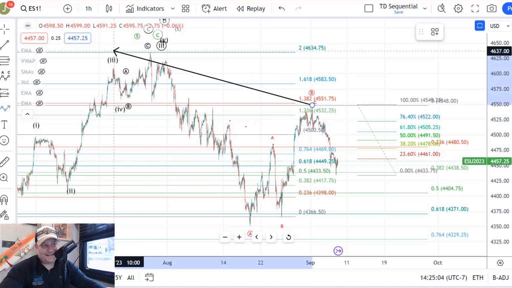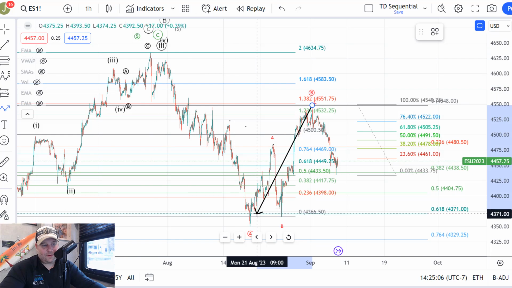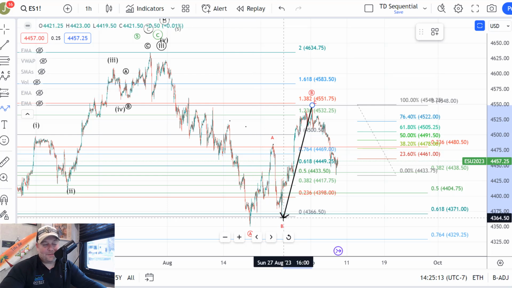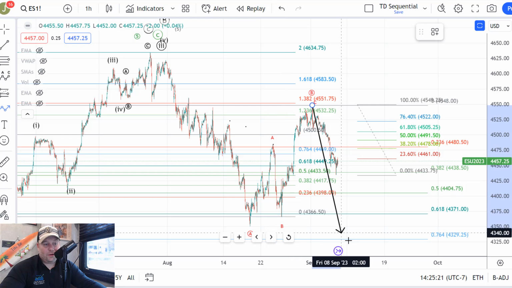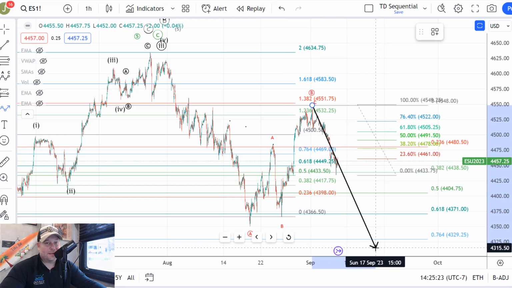But again, I have trouble with that because this is a 3-wave move. So there's a lot of overlapping moves or lack of follow-through on these moves. And because of that, it's a corrective structure. Now, corrective structures favor the bears because corrective structures usually resolve lower. And if they're going to resolve lower, we would look for that 4261 area.